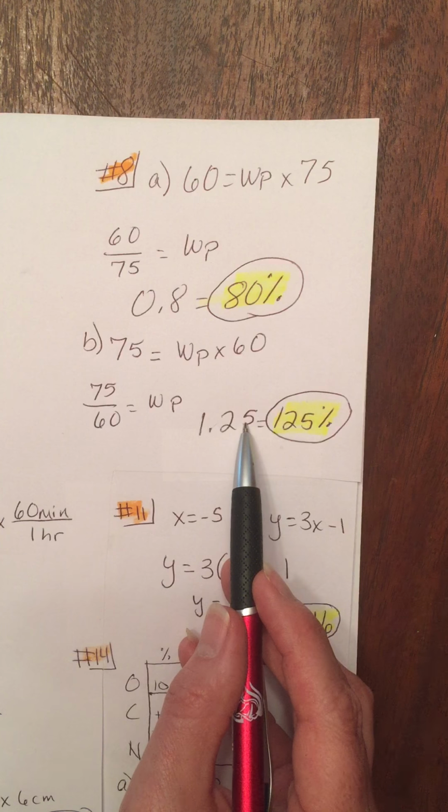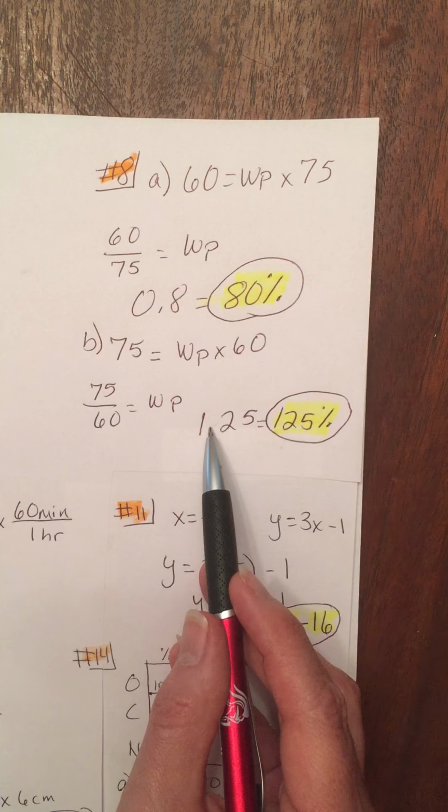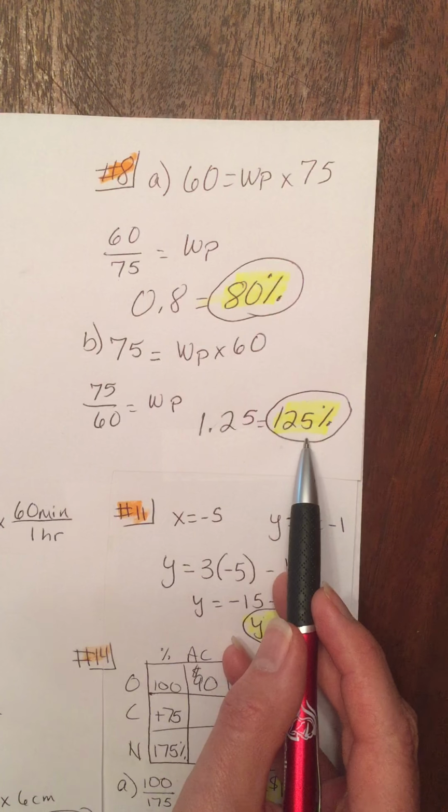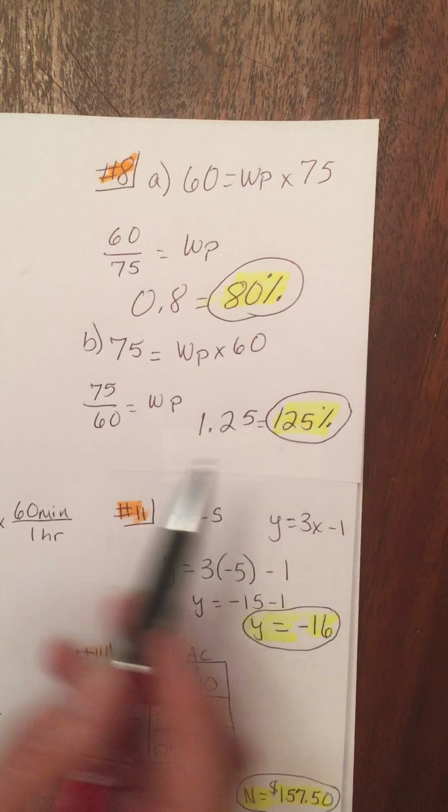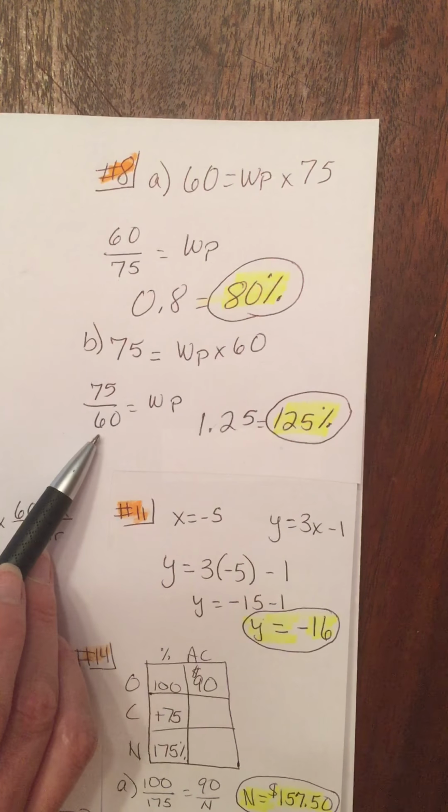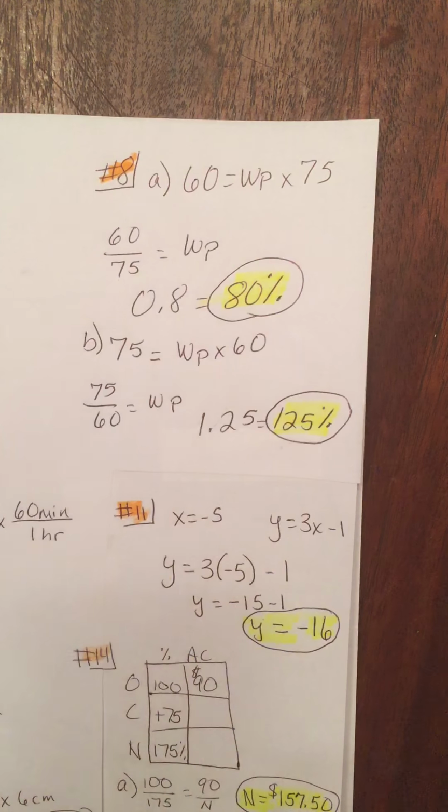It's still not in percent. I'll move my decimal twice to the right. Bump, bump. 125%. Hopefully you saw that because the numerator is bigger than the denominator, it was going to be over 100%.